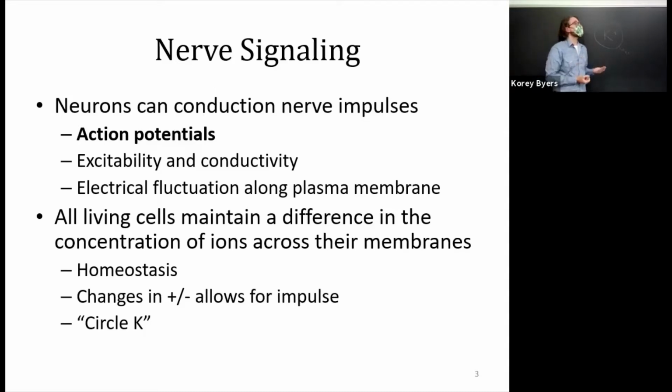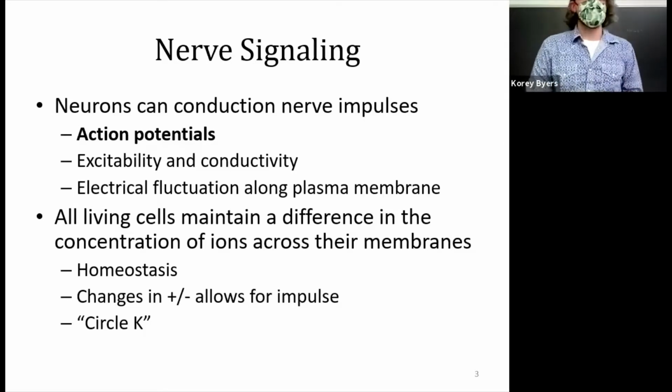We have to maintain that balance through special pumps. We learned about the sodium potassium pump way back in chapter 2. And it's going to play a big role here in this homeostasis, maintaining the correct amount of potassium inside the cell and the correct amount of sodium outside the cell. And it's these changes in these two ions, along with a couple others, calcium and chloride, that allow us to send an impulse, to send an action potential. It's just a change in the amount of ions, which changes the charge.